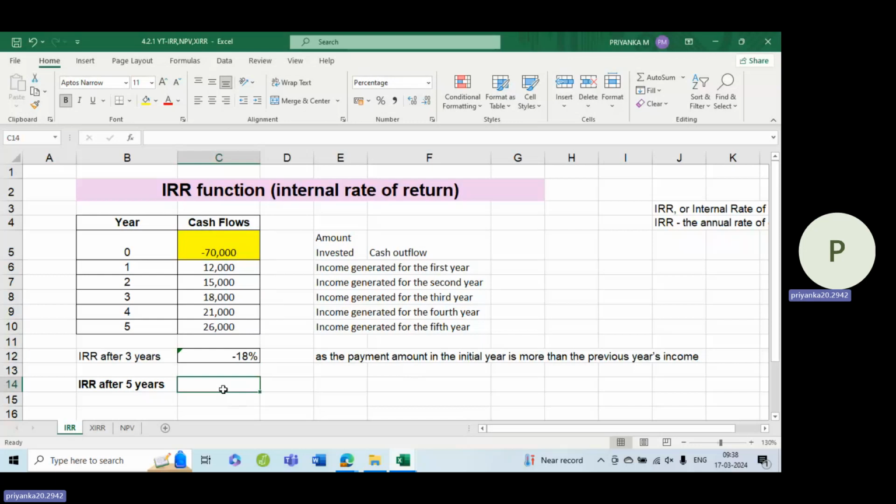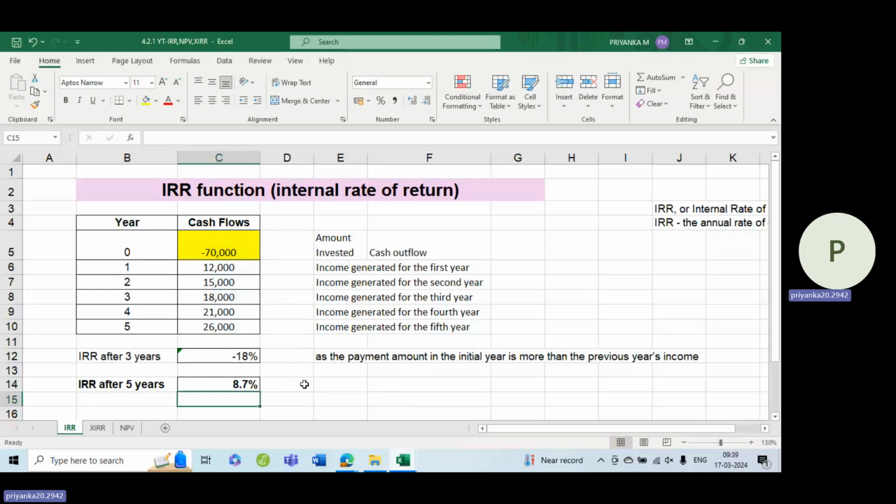Now I want to find the internal rate of return after 5 years. This is also a simple formula: equal to IRR of the entire range of values. Just close the bracket and give enter. So this is 8.7%. This is the internal rate of return I'm getting after receiving all five cash inflows.